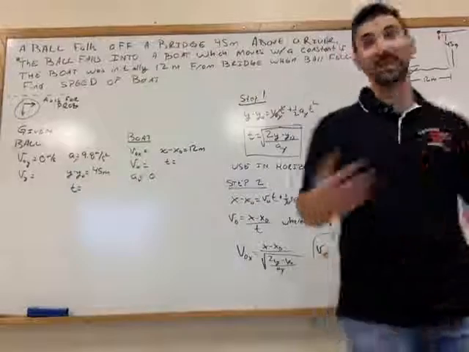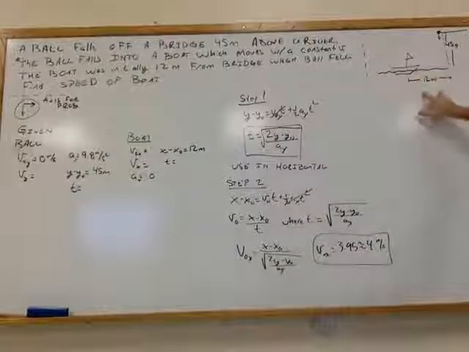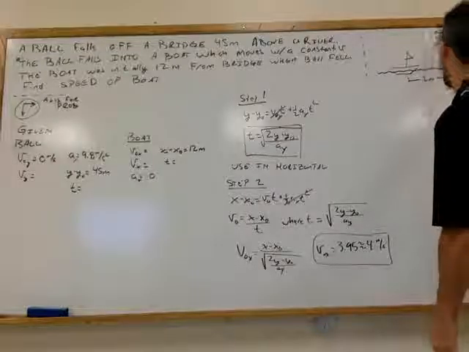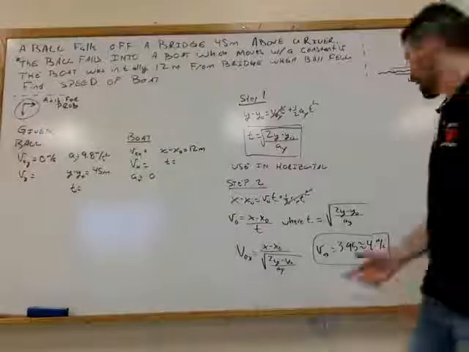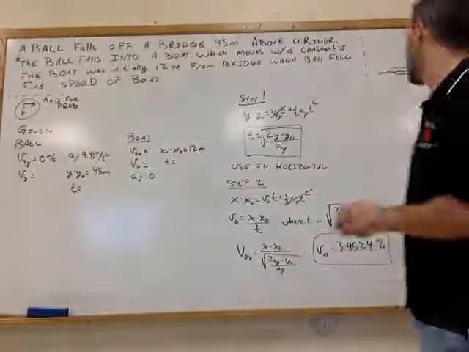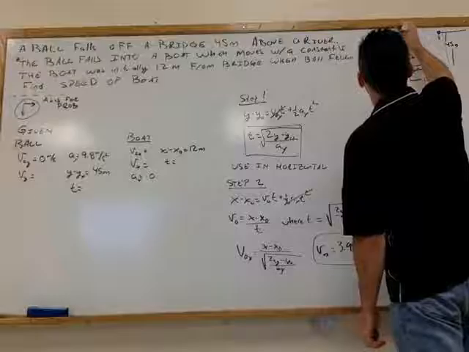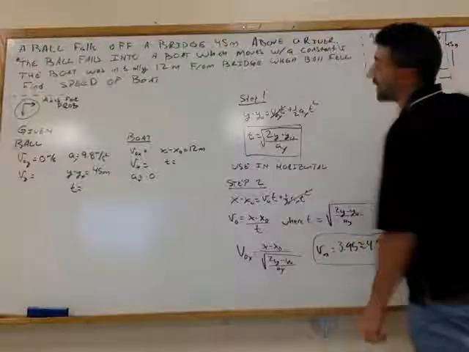First thing I suggest, if you're confused, always draw a sketch. So here I have the boat, I've got my cliff or my bridge, there's the ball, and my given information. Other thing you may want to add is the acceleration, which we know is 9.8 meters per second squared, and that's straight down.